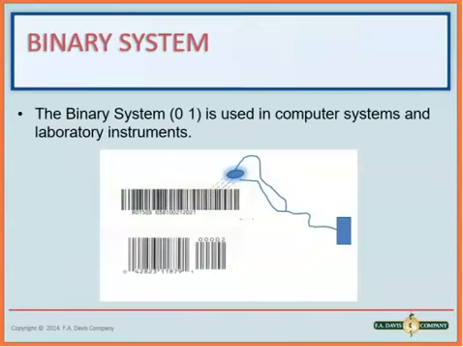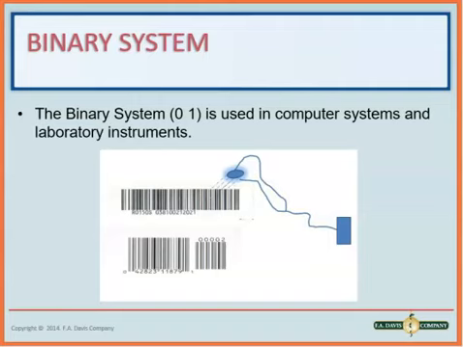Next, we need to be familiar with the binary system. The binary system is used in computer systems and laboratory systems. It's usually a combination of zeros and ones that allows a computer system to understand or to identify something. And it's important in the laboratory field because we use this to identify patients, samples, things like that. So a lot of times we use a binary system for a patient's MRN number, or their medical record number.